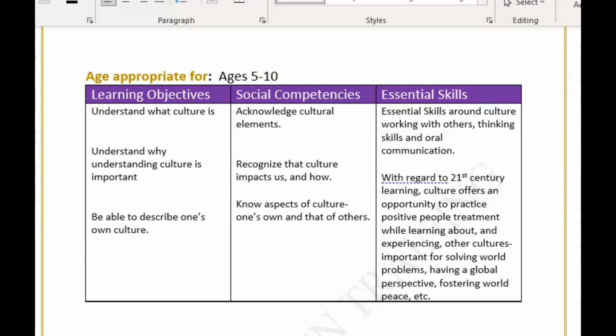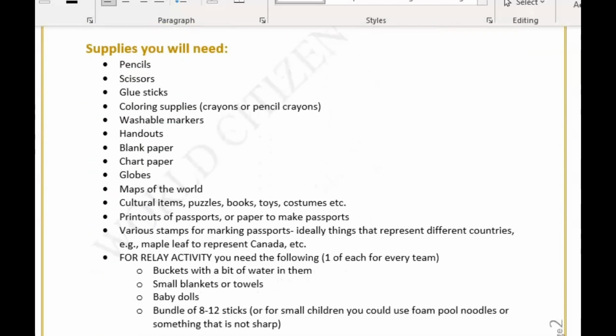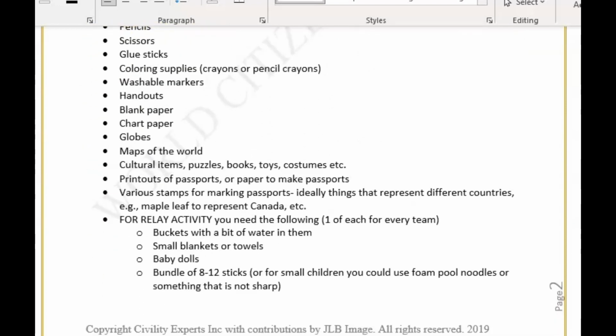So in this case, when you're using this culture lesson, we've indicated there's some supplies and things that you need. There is a relay activity here that's quite fun. And what I would say to you is, anytime you can make the activities fun, the children tend to participate more, and the learning tends to stick a little bit longer.